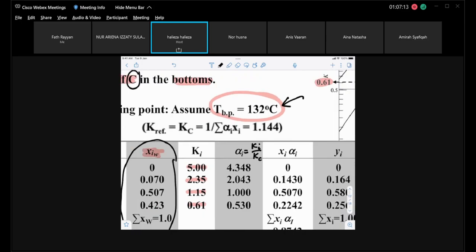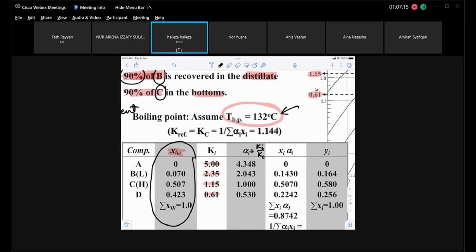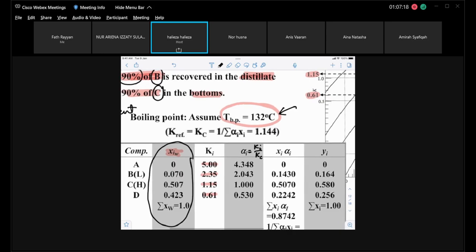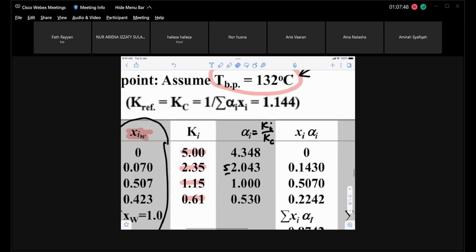Okay, so based on that equation, I should get 5 for component A divided by that of C, 1.15. That will give me that value. 2.35 divided by 1.15, I should get that value. And 1.15 divided by 1.15 should equal 1. And for D, 0.61 divided by 1.15. So let me tidy it up. This is very messy. You get what I mean.